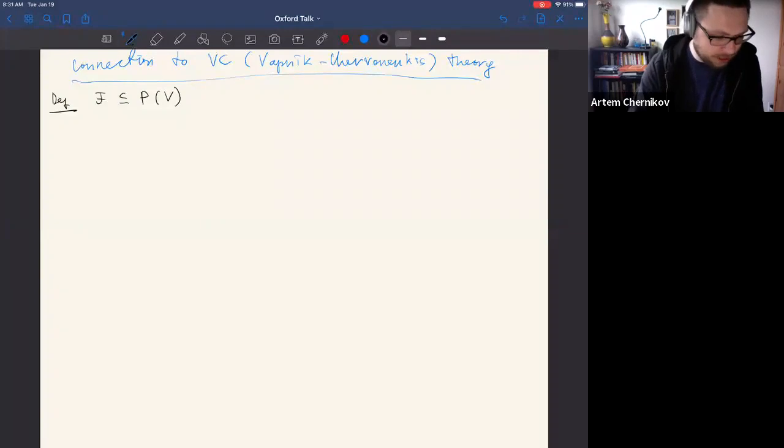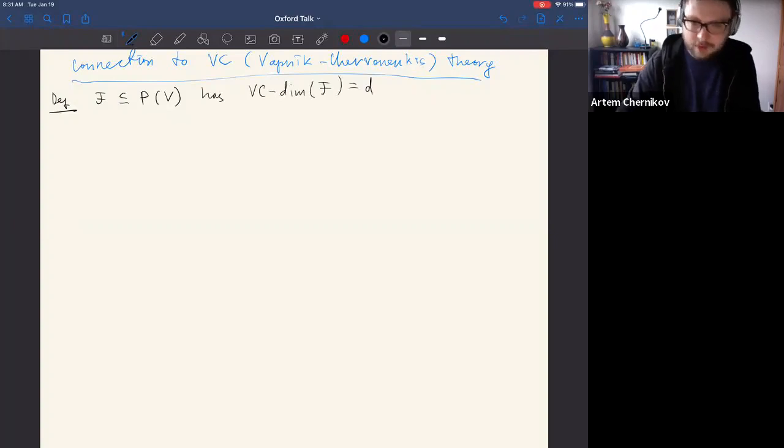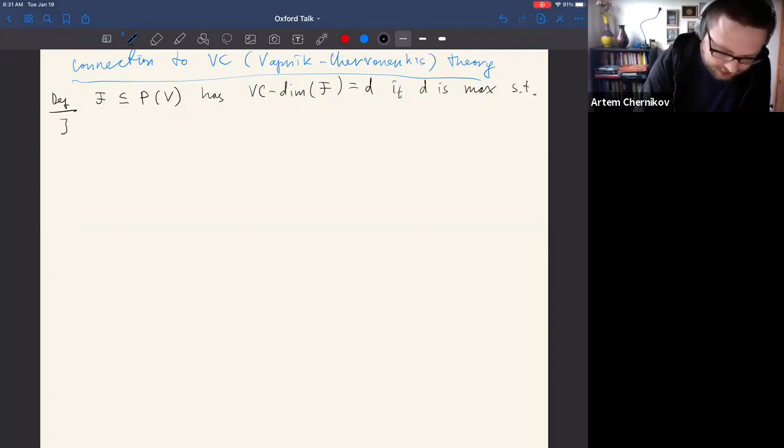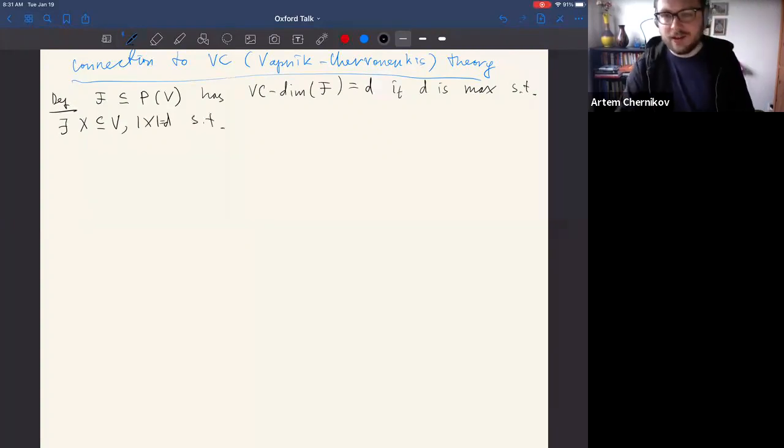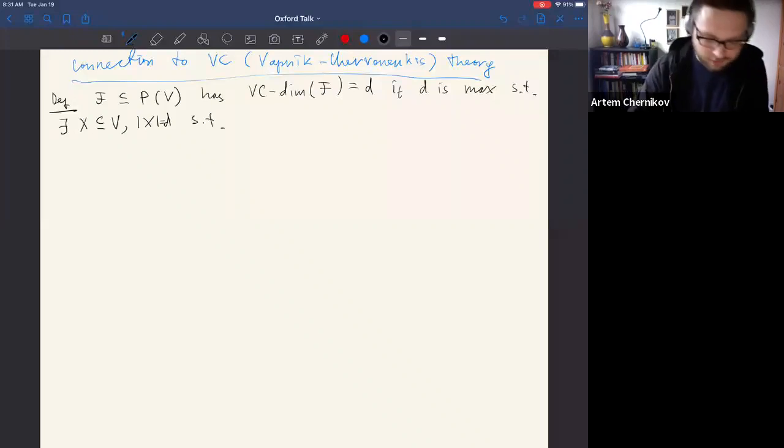So we have a collection of subsets of V. Then we say that this family has VC dimension equal to D, a natural number D, if D is the maximal number such that there exists some set X, a subset of V, of size D, such that all subsets of the set can be shattered by sets in the family F.